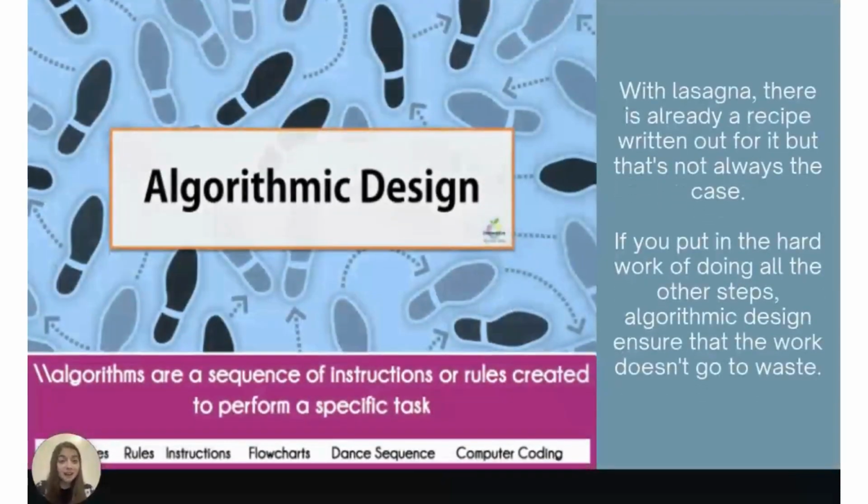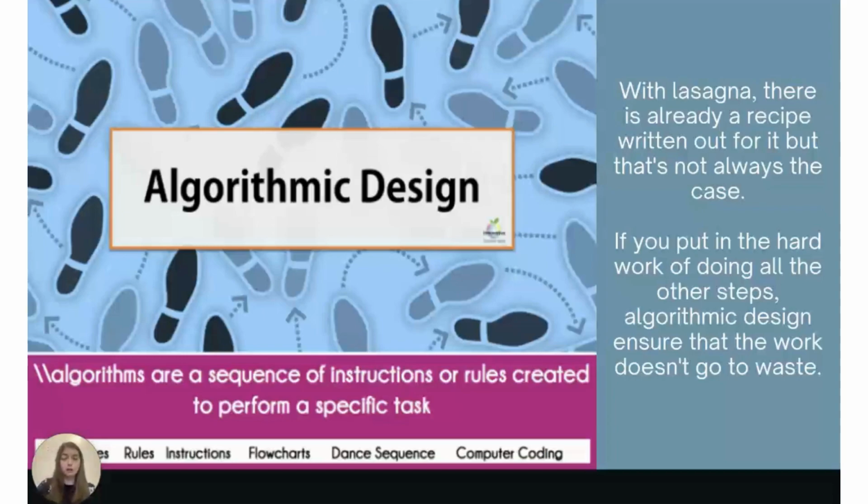The final step of the computational thinking process is algorithmic design. Now, algorithms are just a sequence of instructions or rules created to perform a task. So with our lasagna example, there's already a recipe written out for that, but that's not always the case with every problem that our students are going to try to be solving.